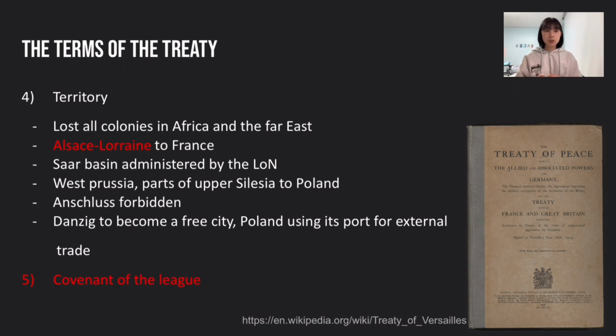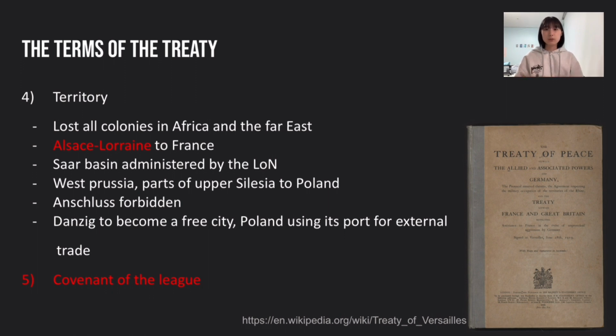And Anschluss, which is reunification, with Austria was forbidden, and Danzig would become a free city administered by the League of Nations, with Poland using its port for external trade. This was kind of a win-win situation, as Poland wanted to become an independent state, but they also needed an overseas port, so Danzig was deemed to be a very adequate territory to give to them for this purpose. There was another term added: because the League of Nations was established as Wilson had wanted, Germany could not join the League of Nations until it had shown to be a peace-loving nation, but they still had to accept the covenant of the League.